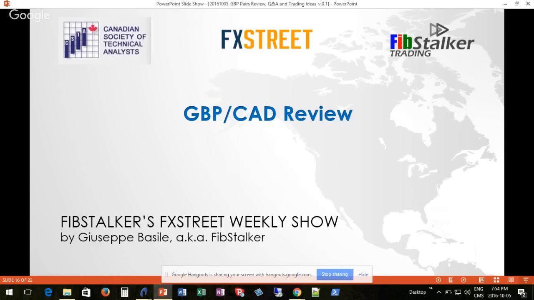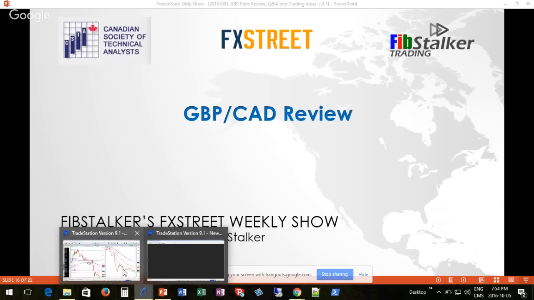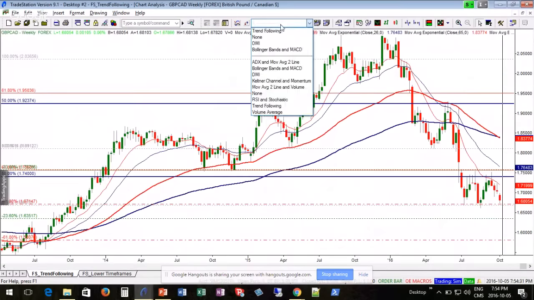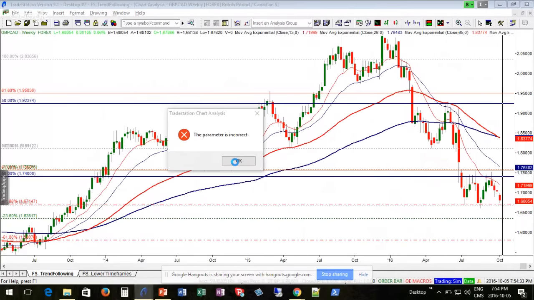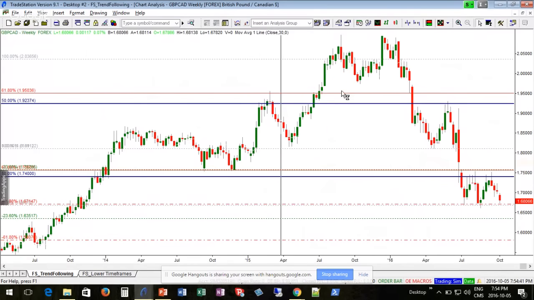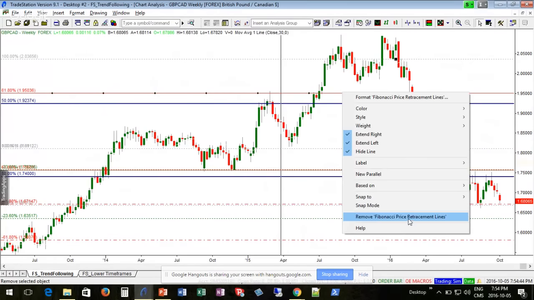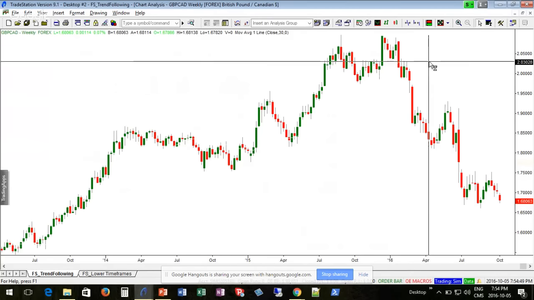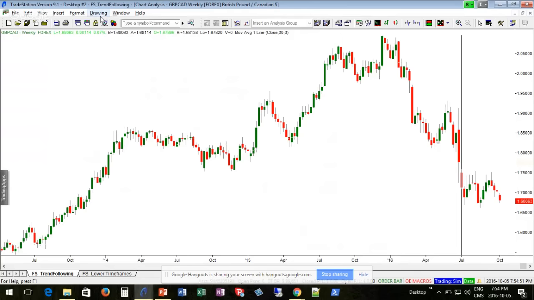Okay, so next I'm going to review the pound Canadian dollar, and again for this market I don't have targets, but we'll be looking at the charts and see what the charts are telling us, and where this market could actually go. As you can see from the traces I already have on this market, although I'm going to repeat the analysis here. We have an extended market that is trading in extension on this weekly time frame.